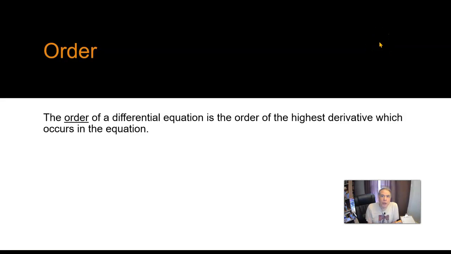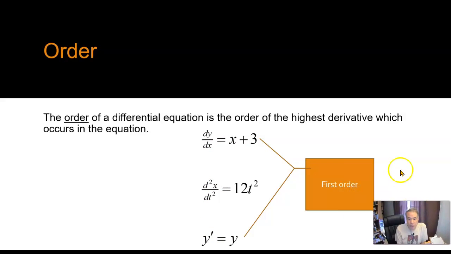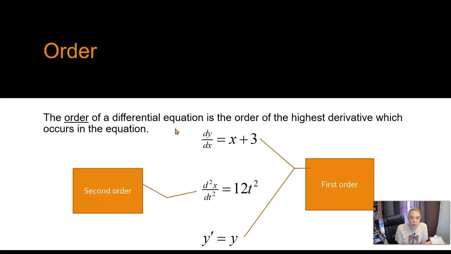One distinction we could make is the order of a differential equation, and that's just the order of the highest derivative that occurs in the equation. So, for example, a first-order differential equation would only involve first derivatives. A second-order differential equation would involve a second derivative, and maybe also a first derivative. So, in these examples, the first one and the third one are first-order differential equations. And the middle one, because it involves the second derivative of x with respect to t, makes it a second-order differential equation.